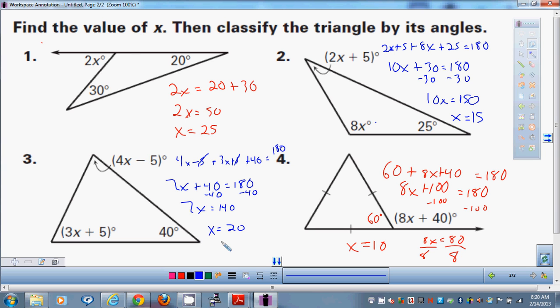Oops, forgot to do that. Very good. So we need to name acute, obtuse, or right. What is number 1? Obtuse. Amber, what's number 2? Very good.